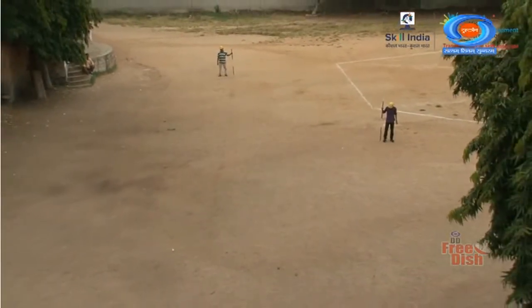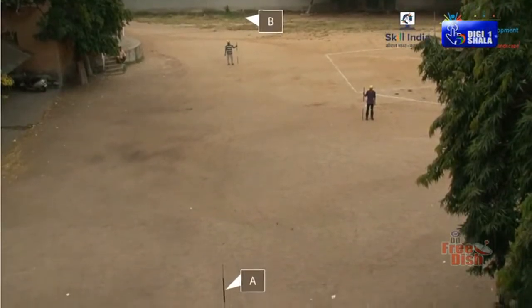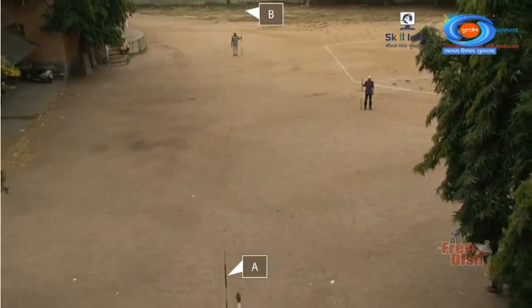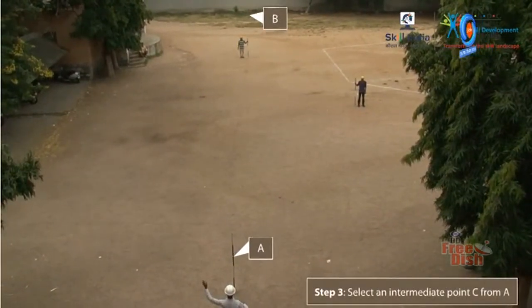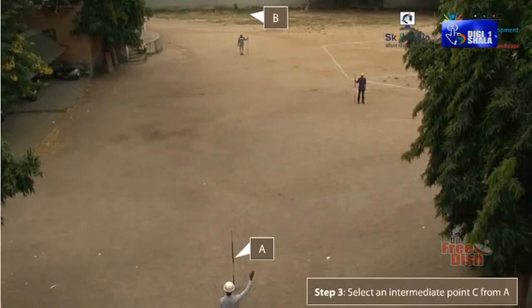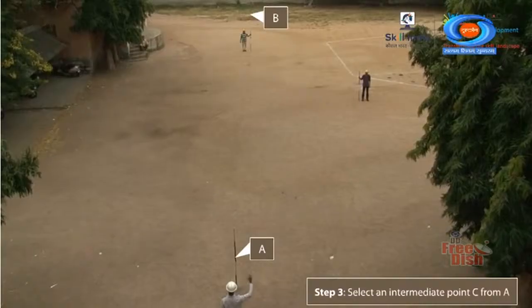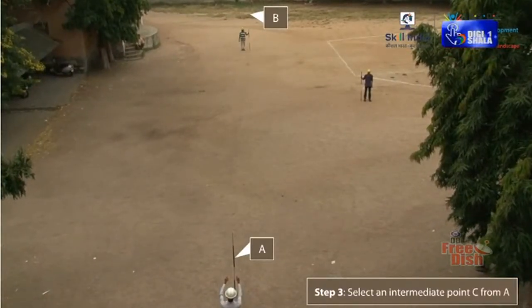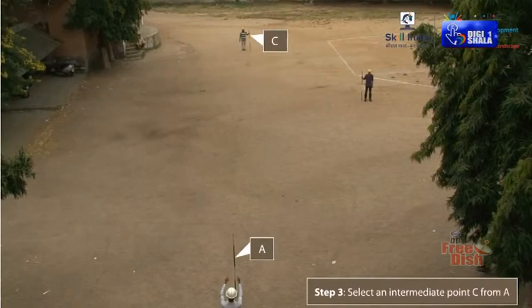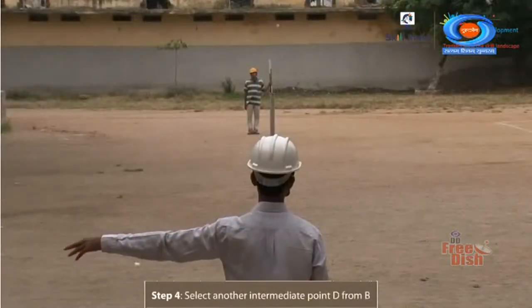The surveyor must stand about 1.5 meters behind the ranging rod at A by looking towards the line AB. The surveyor at A signals you to move crossways to the chain line until you are in line with A and B. When you come in the line of AB, the surveyor directs you to fix the rod in position, which is point C.